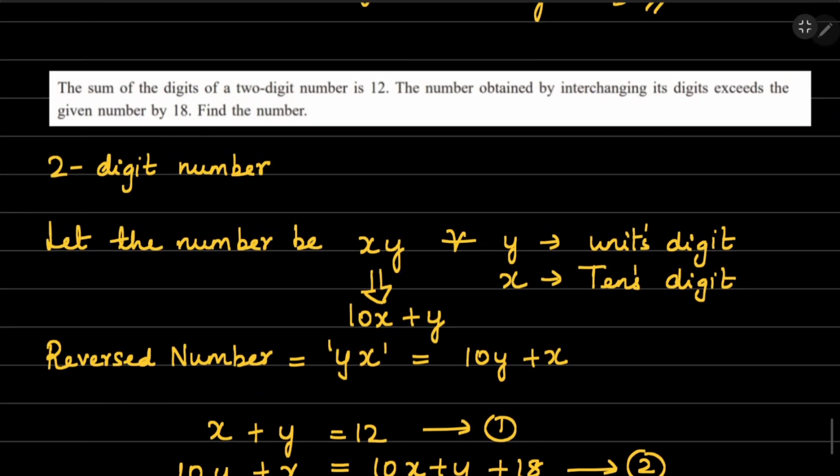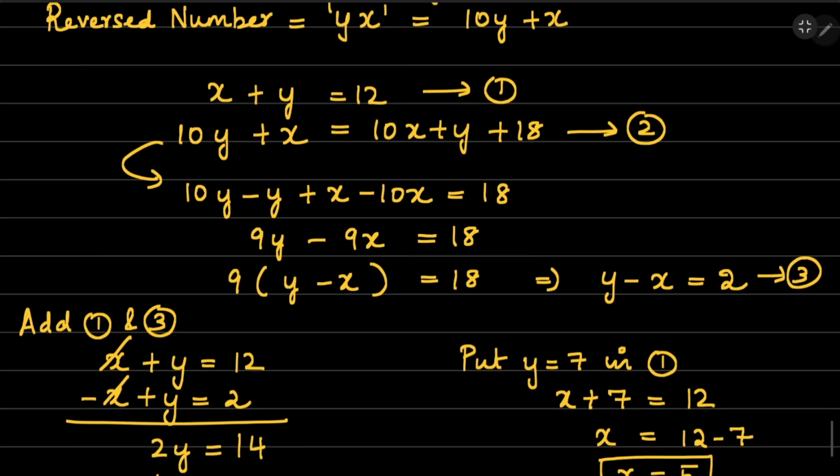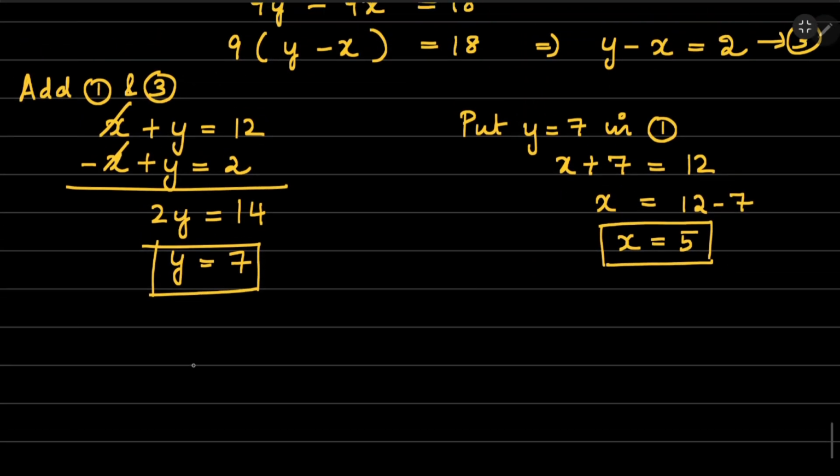What is the question? Find the number. So what is our number here? The original number is xy. Therefore, the required number is xy.